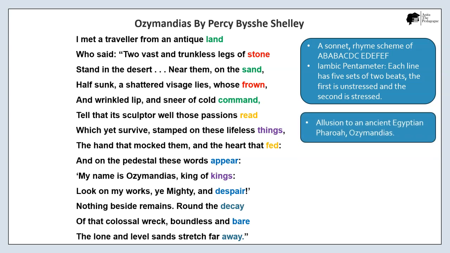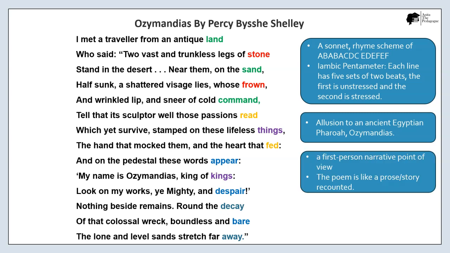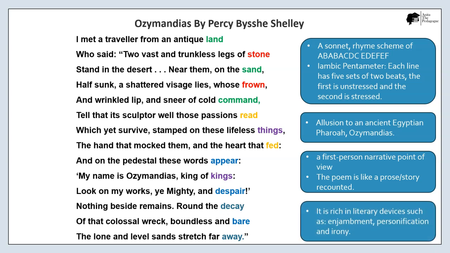Again, looking at the title Ozymandias, we realize that it is an allusion to an ancient Egyptian pharaoh who was nicknamed Ozymandias. Again, this poem is written in the first person narrative point of view. The poem is like a prose or a story that is recounted. Again, this poem is rich in literary devices such as enjambments, the lines run on, there's personification, and it also has some irony and some other literary devices.